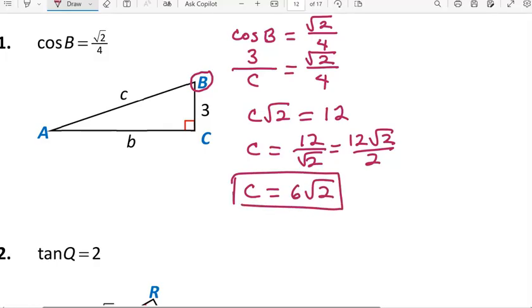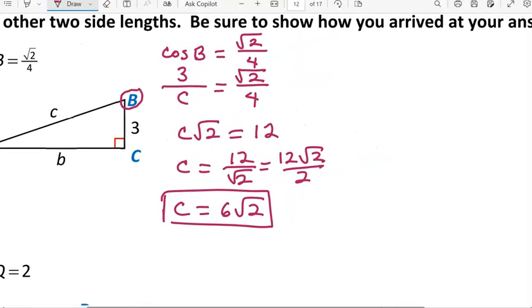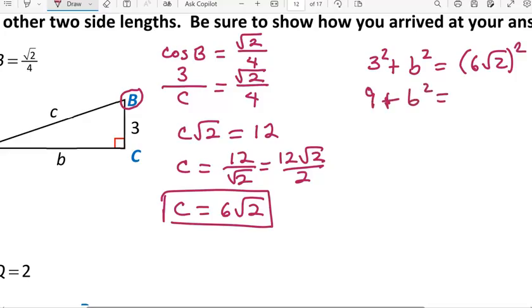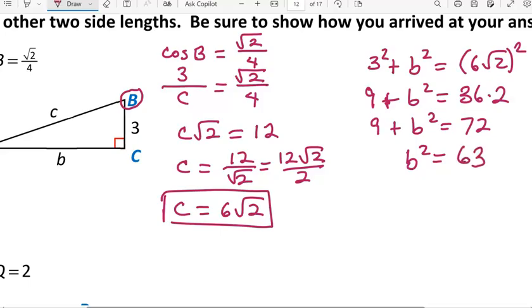To find the remaining side, we can use the Pythagorean theorem. So one of our legs is 3, the other leg is unknown, and c is 6 times the square root of 2. So 3 squared is 9, and 6 times the square root of 2 squared is 36 times 2, or 72. Subtracting 9, that will give us 63. So b is the square root of 63, which in simplified form, we can factor a 9 here, so that would be 3 times the square root of 7.